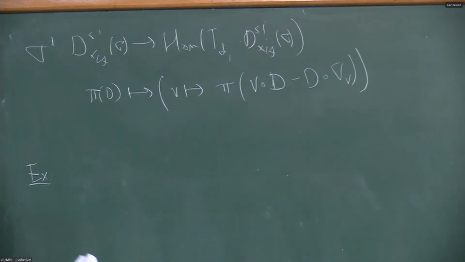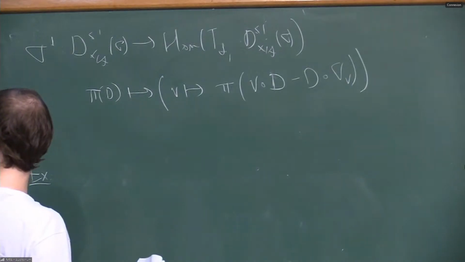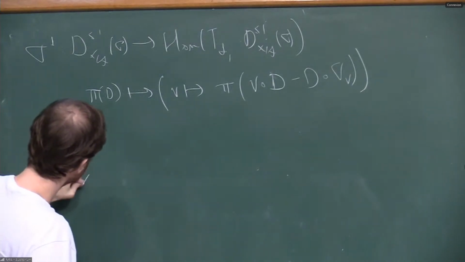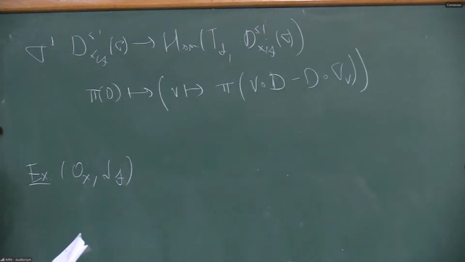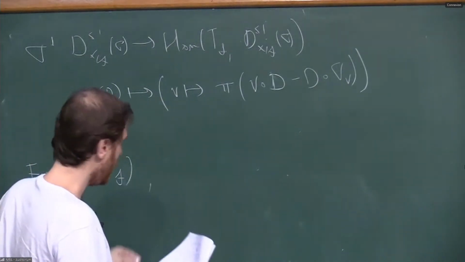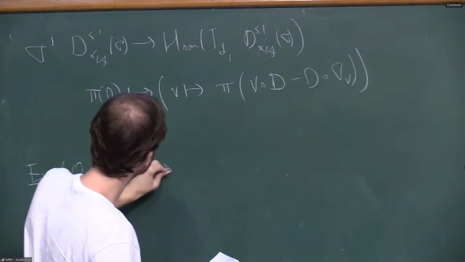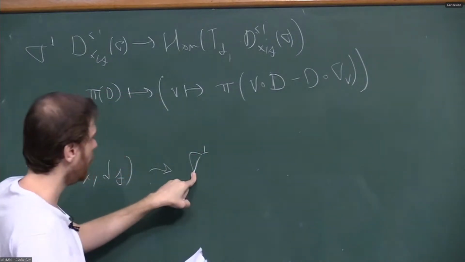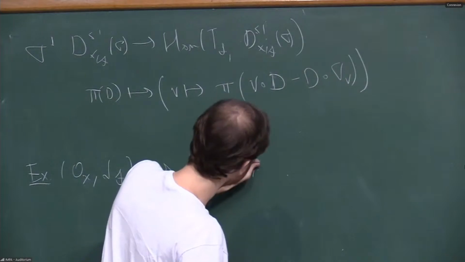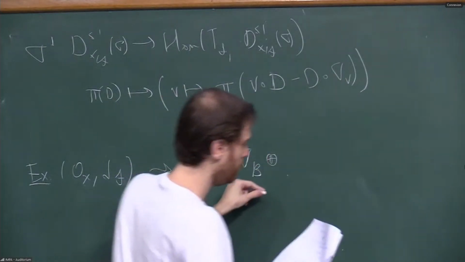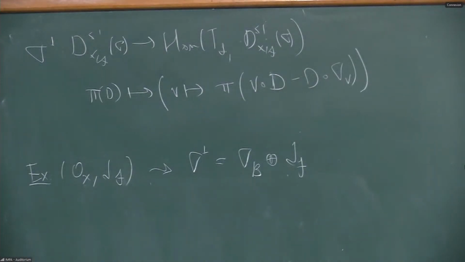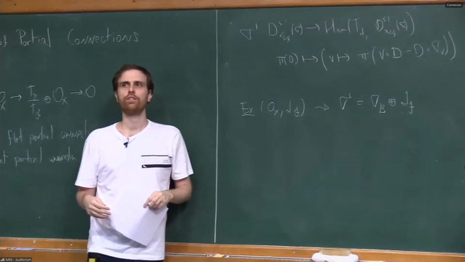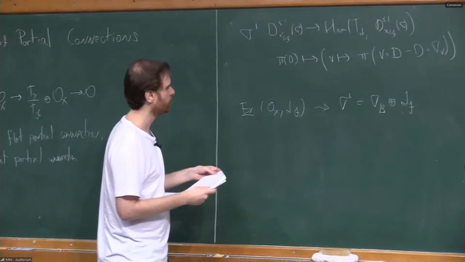For example, if we start again with our connection here on derivations of functions, the construction gives to us a partial connection that is the Bott connection plus again the derivation. Okay, so in this sense, this construction generalizes the construction of the Bott connection.